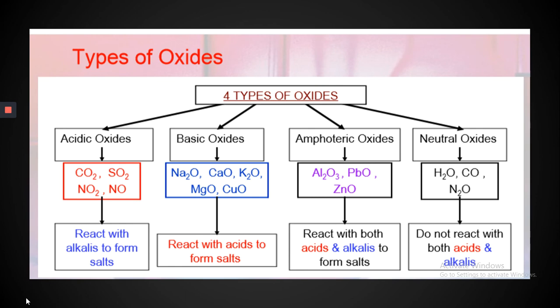Amphoteric oxides like Al2O3, PbO, ZnO, these all are amphoteric oxides. These oxides will react with both acid and alkalis, and these will form salts. Neutral oxides like water, H2O, CO and N2O. These neutral oxides will not react with acid and alkalis. So, dear children, this is the description of the indicators and oxides.